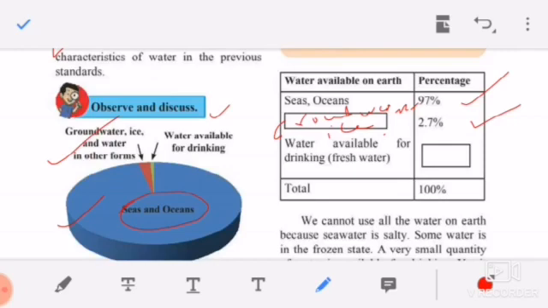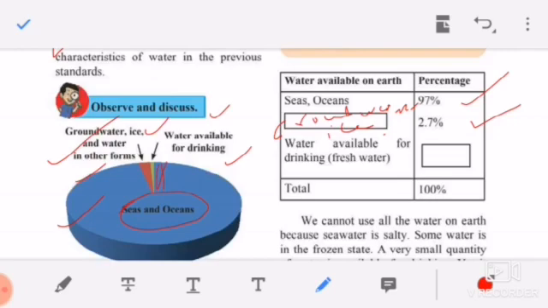So some of the water on the earth is stored under the ground, some is converted into ice, and some is in other forms. Some in other forms means some water vapors are formed. So 2.7% of the water on our earth is in these forms: groundwater, ice and water in other forms. Now children, how much water is available for drinking then? Children, can you see this green very least part? This is the only water which is available for drinking.